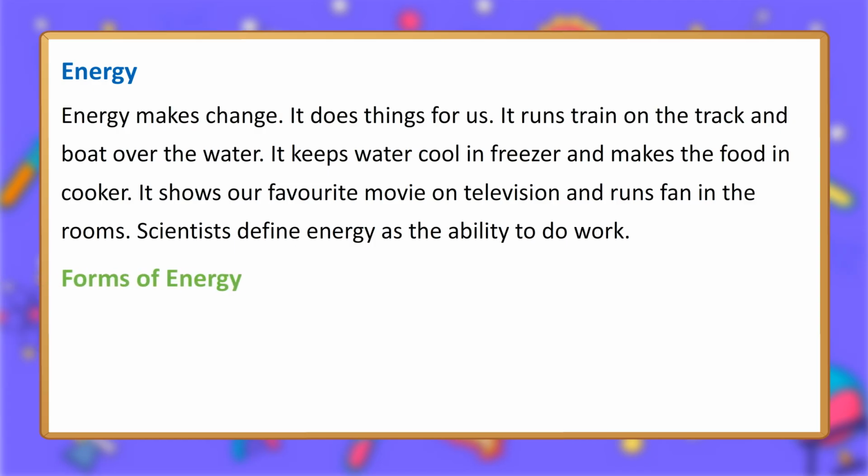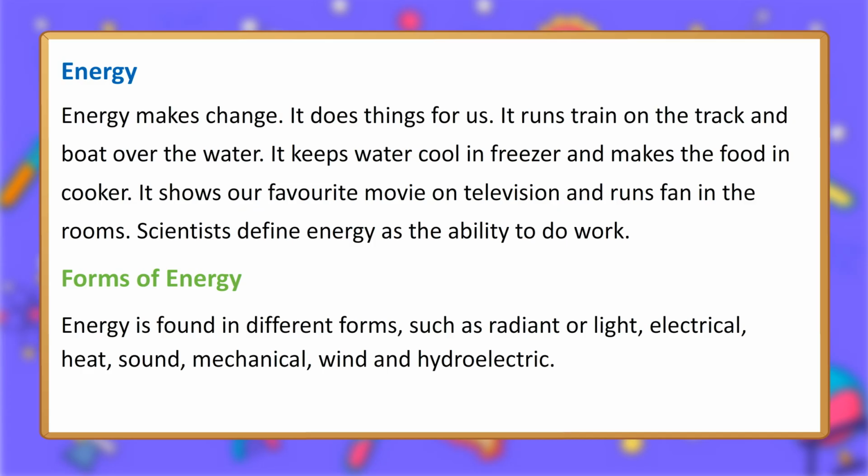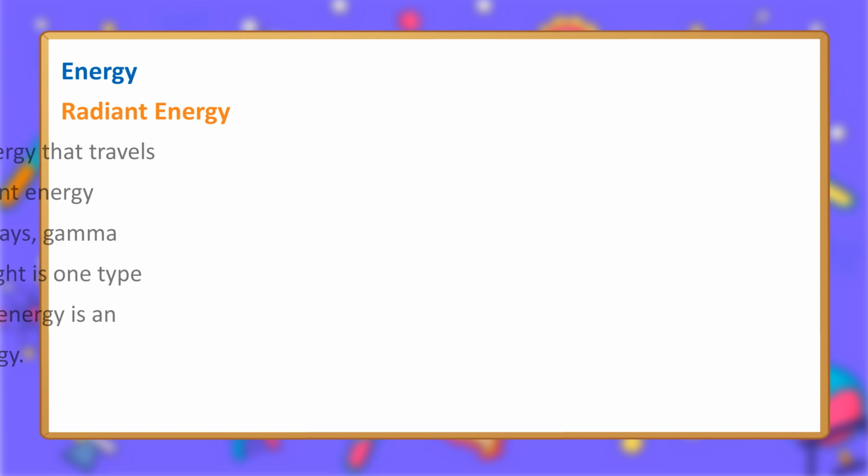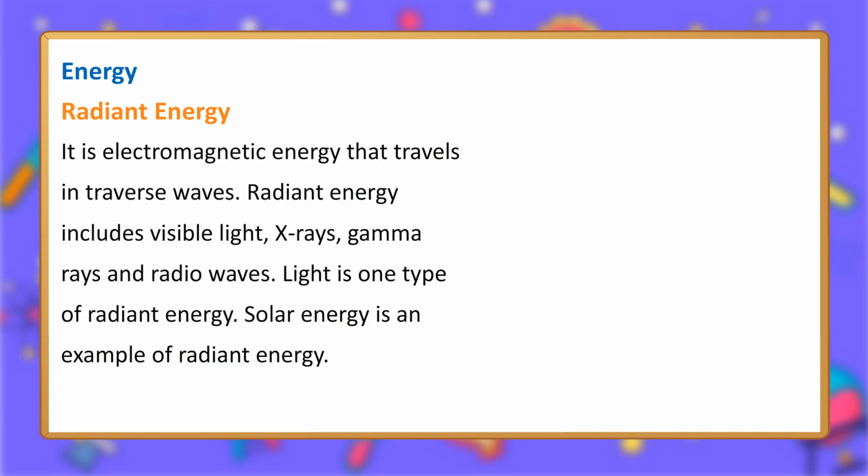Forms of energy. Energy is found in different forms, such as radiant or light, electrical, heat, sound, mechanical, wind and hydroelectric. Radiant energy is electromagnetic energy that travels in transverse waves. Radiant energy includes visible light, X-rays, gamma rays and radio waves. Light is one type of radiant energy. Solar energy is an example of radiant energy.